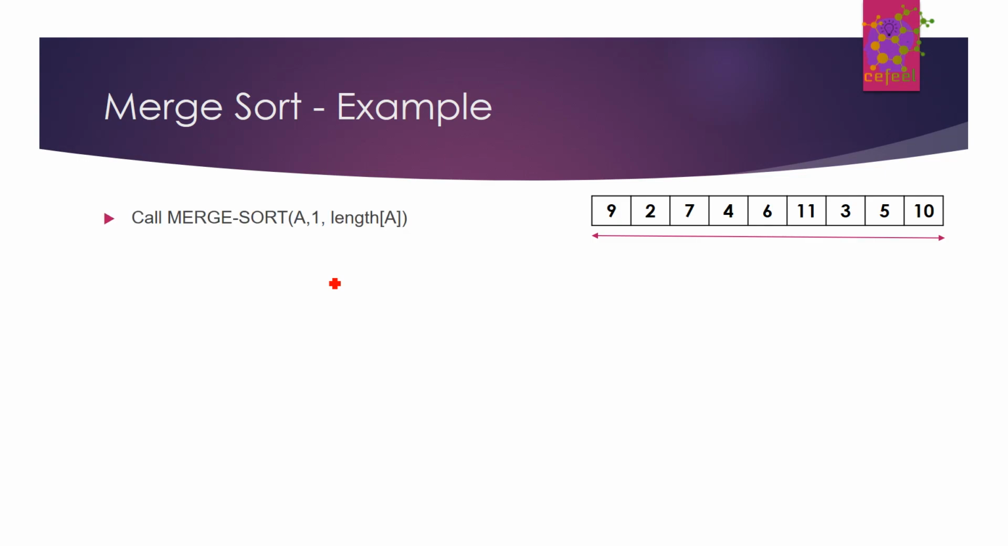So the first step is to call merge sort. Now remember, this is a recursive algorithm, so we need to make a call, and during the call we need to pass the starting and the end point of the array. So the starting point, that is low, is 1, and high is length of A, which is n, the size of the array. So in this case this will be 9, because we have 9 elements in the array.